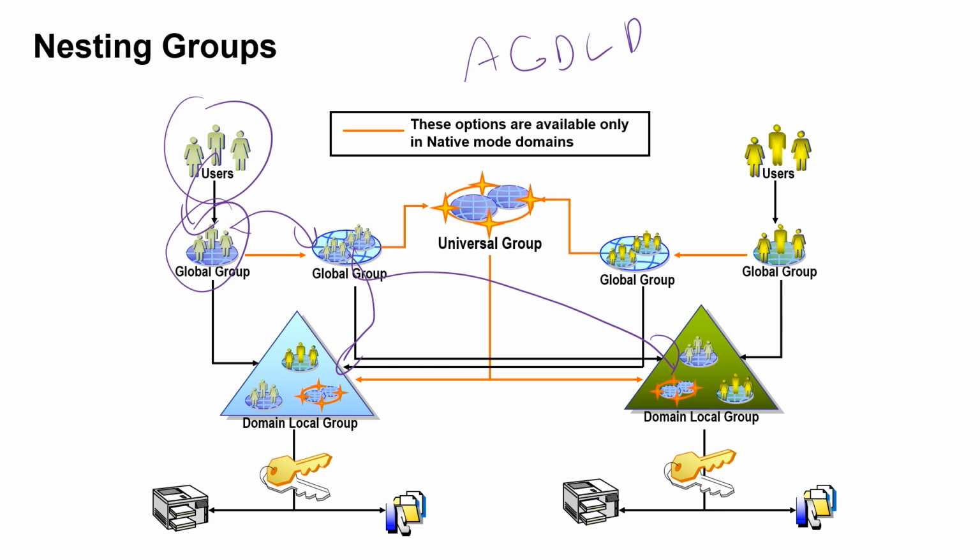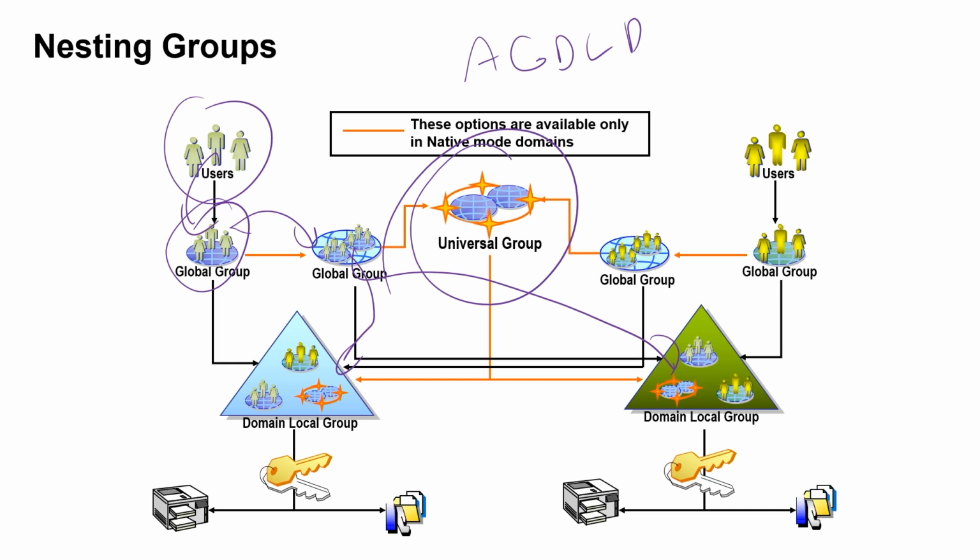Now, another type of group, and this came later in the life cycle of Active Directory Domain Services, was called a universal group. A universal group can have membership from any trusted domain, and it can be used in any trusted domain. So people would say, well, that's perfect. Why don't I use that for everything?